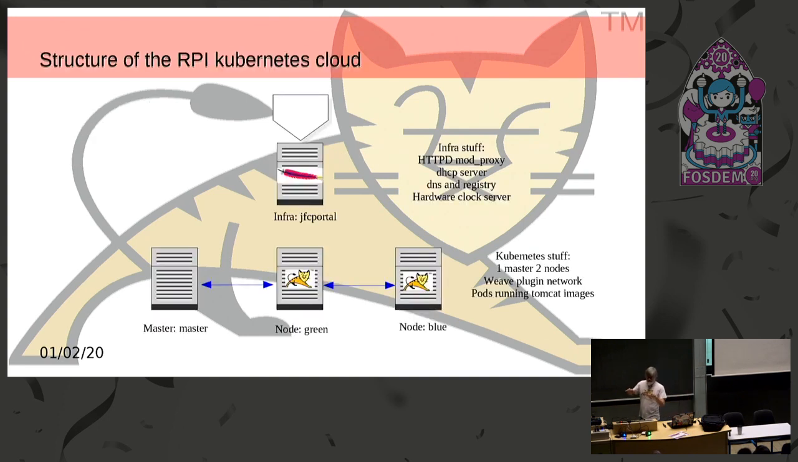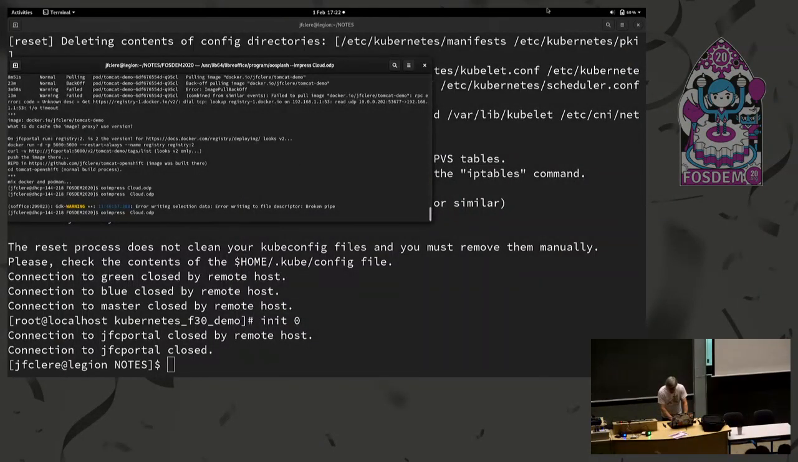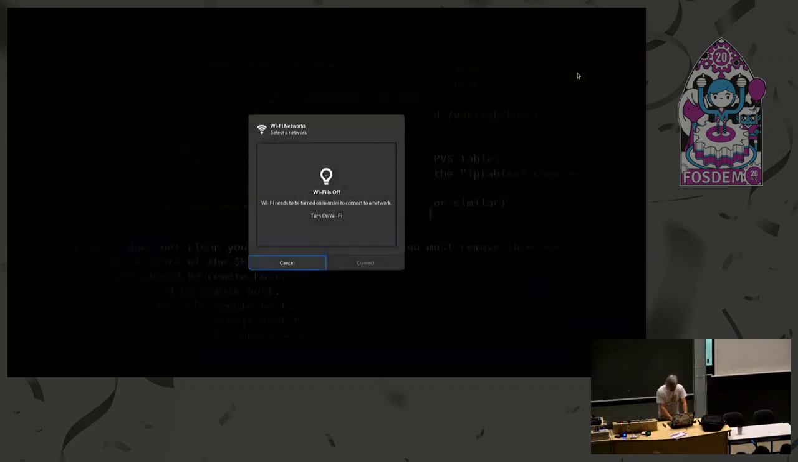So here I have my Kubernetes cloud made of Raspberries. Basically, I have one box here, which is going to provide Wi-Fi to the others. I have a master running here, and two nodes, which at some point should make some light. Actually, both of them are making some light. So these have created a network to which I have to connect to start the demo, which, of course, is going to take a while to start.